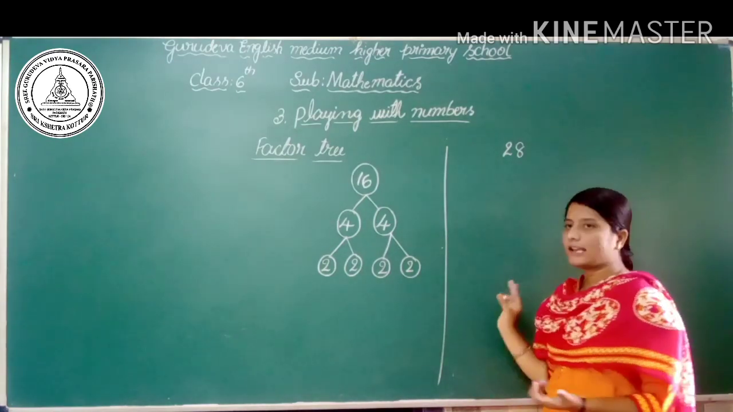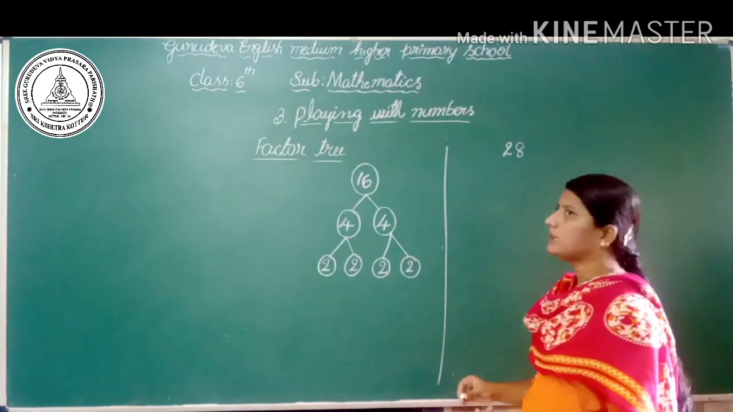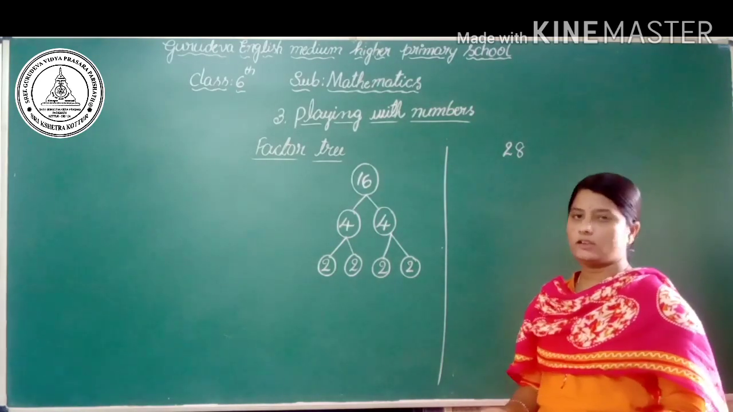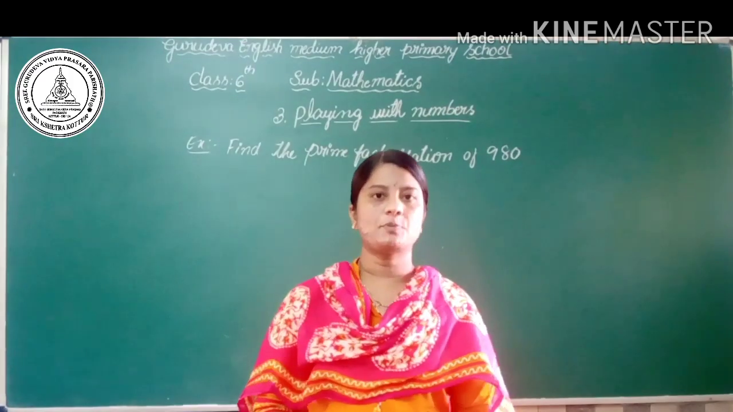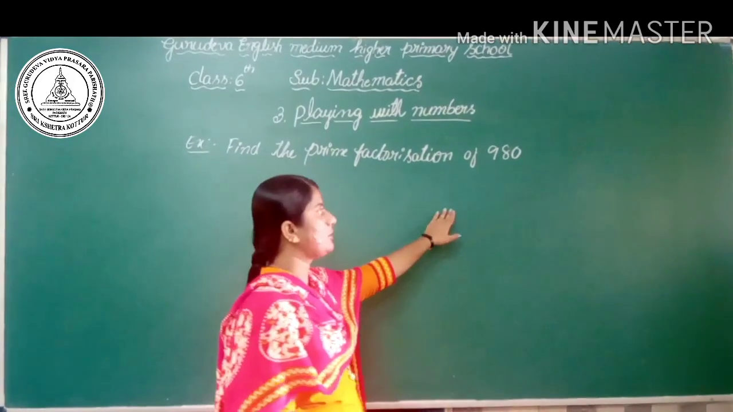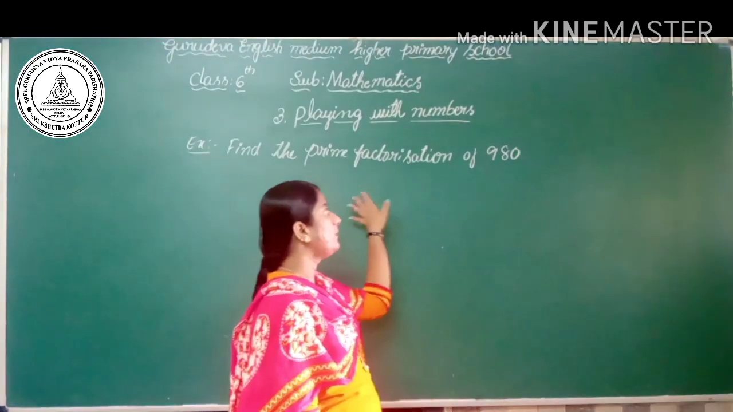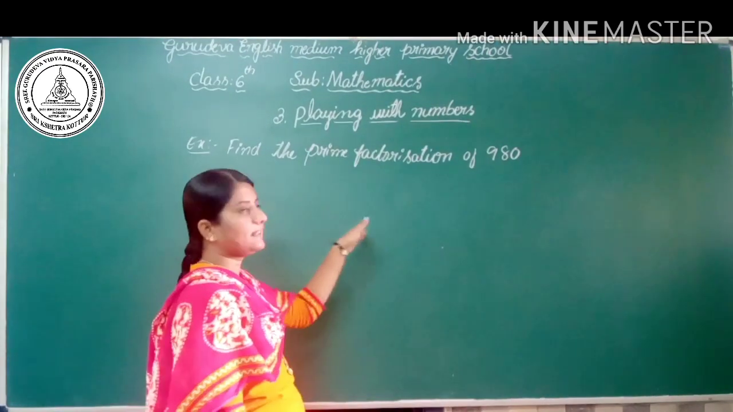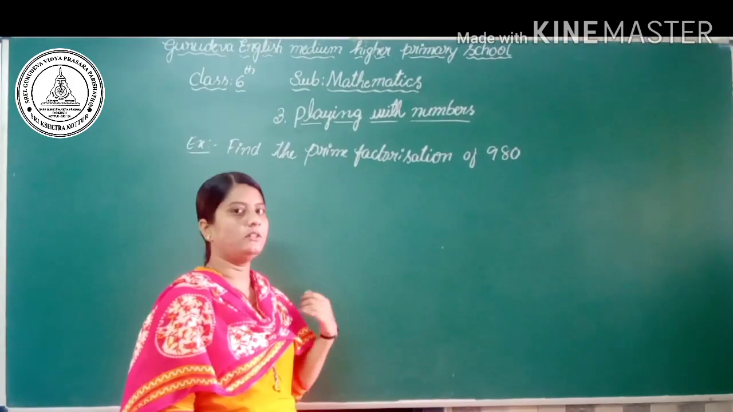So 28 can be expressed as a product of its factors, so we can take 14 times 2 is 28. In your textbook, one of the examples is: find the prime factorization of 980. We have to use the factorization method, that is, the step by step division method.